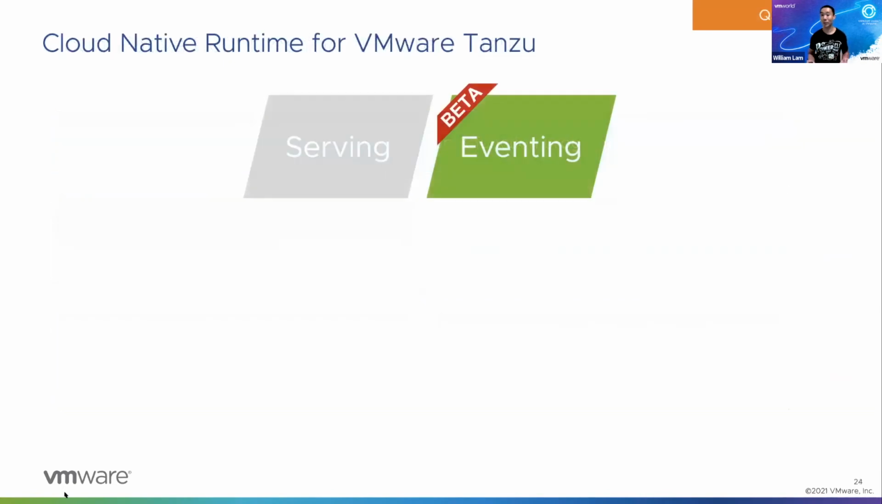Now, why do I bring this up? As I mentioned earlier, CNR is our commercial offering from VMware for Knative. And as part of Knative, there are two packages to it. The serving component has already officially GA'd and is fully supported by VMware.